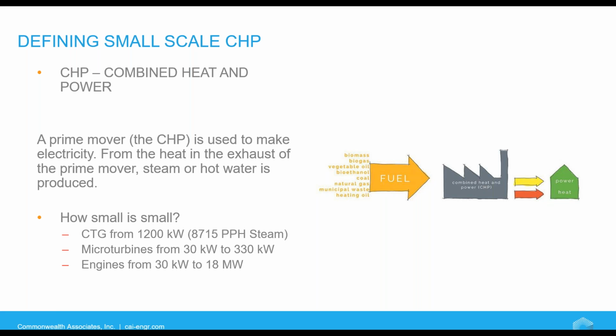I know the title of the presentation deals with universities, industrial, hospitals, medical. A lot of times we see CTGs, which I will explain more in a little bit. Those are from 1,200 kilowatts. Another technology is microturbines. You might see those at 30 kilowatts to 330 kilowatts. And engines from 30 kilowatts to 18 megawatts. Obviously, you're looking at engines that are getting into a larger scale at 18 megawatts. And obviously, you can see too for the CTG, we didn't put an upper limit, as that can get into hundreds of megawatts if that's required for your use.